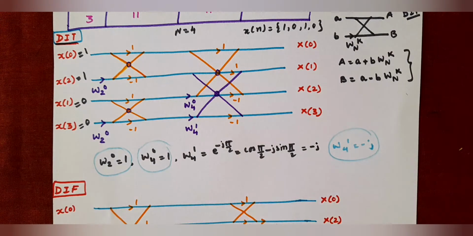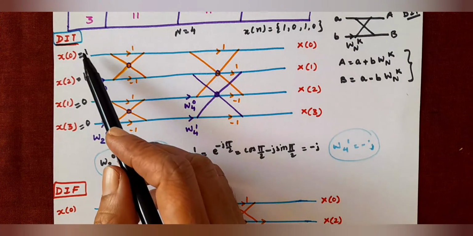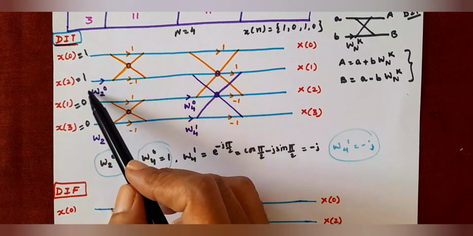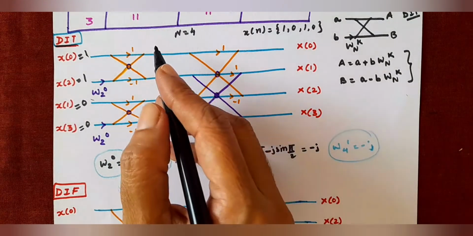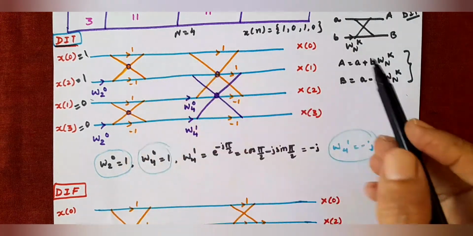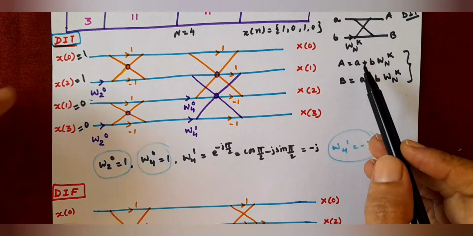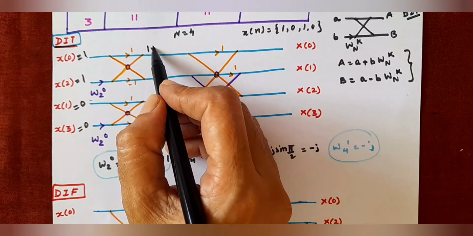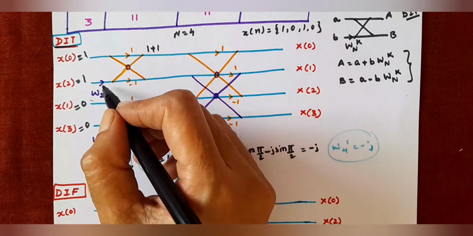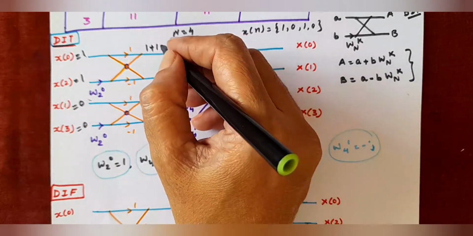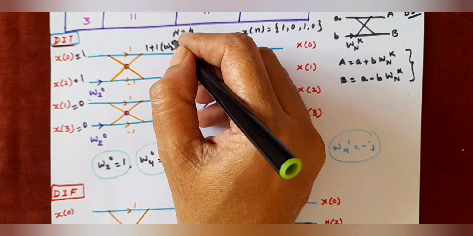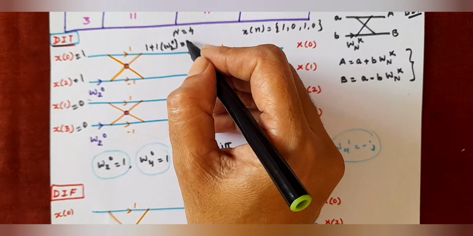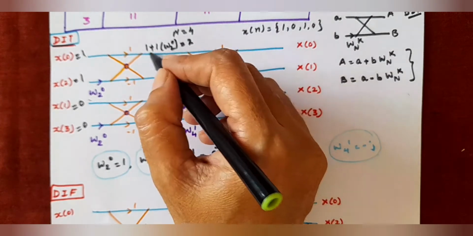Now we have to use this DIT flow graph. The inputs here are 1 and 1 for this butterfly, and twiddle factor is W2. What is our equation here now? A plus B Wn to the power k. What is A value? 1. So we will write it as A is 1, B is 1, Wn to the power k, that is W2 to the power of 0. What is W2 to the power of 0 value? 1. So it will come as 2. 1 plus 1 is 2.